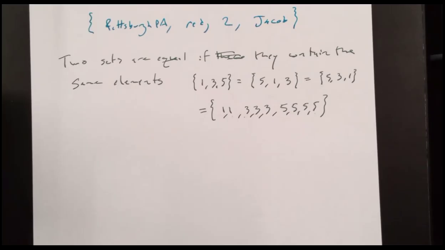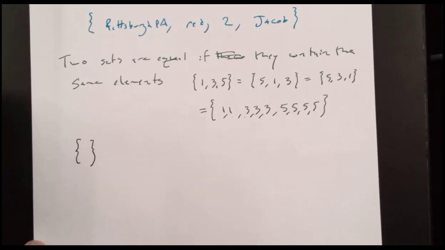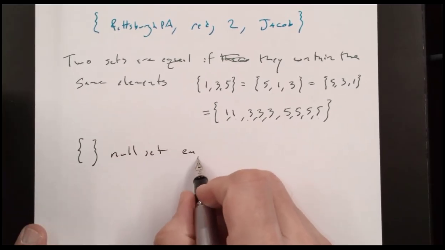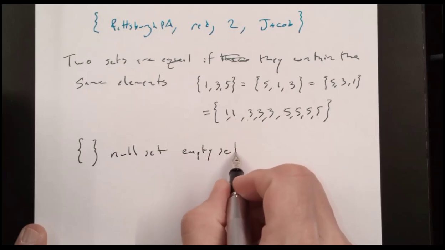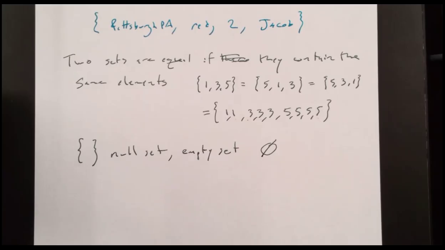Questions? I earlier said I had one child, and that child was not a daughter. Therefore, when I talk about the set of my daughters, that's a set with no elements. This is called a null set, or an empty set, and is often given the symbol of a 0 with a slash through it.